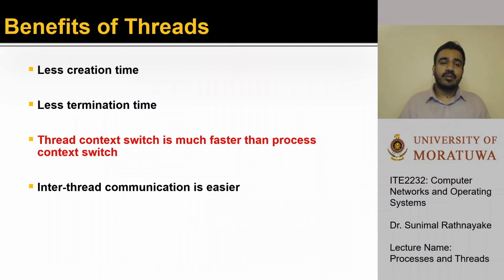So benefits of threads: because they are lightweight, the creation time is very less. So it's not as expensive as creating a process. And also you can terminate it fast. Thread context switch is much faster than the process context switch. I already explained this, and inter-thread communication is easier compared to inter-process communication.